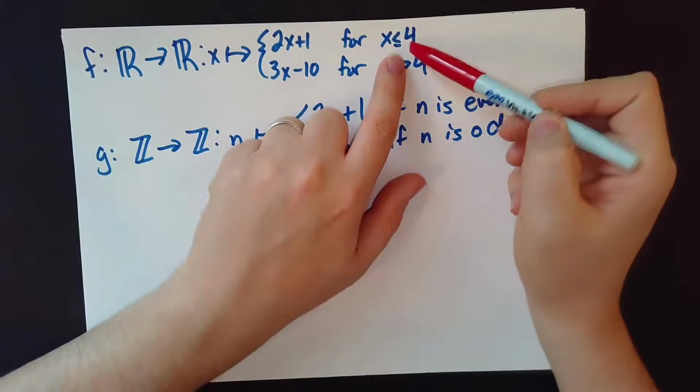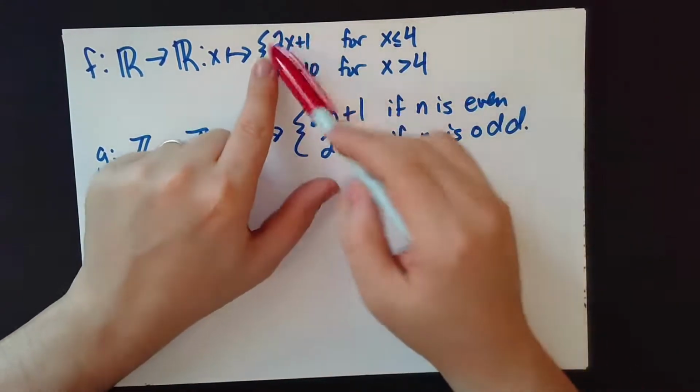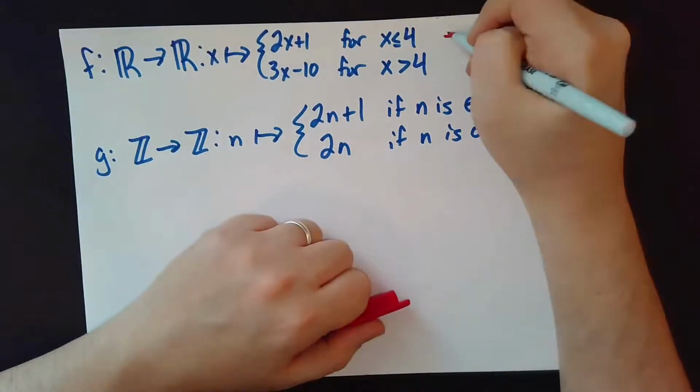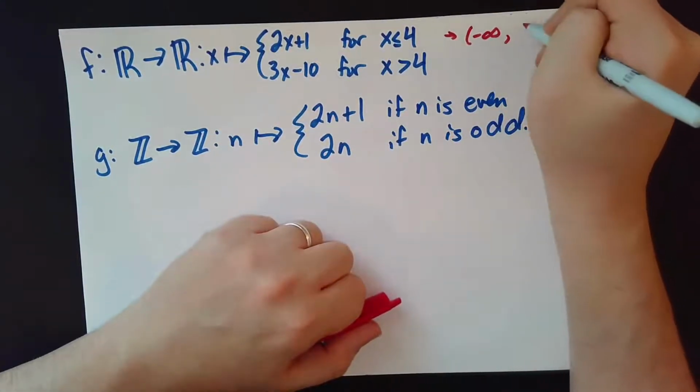Namely, if x is less than or equal to 4, what numbers do I get out of this? Well, I get numbers between minus infinity and 9.